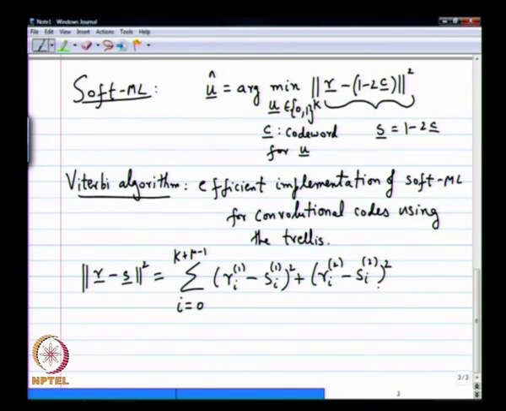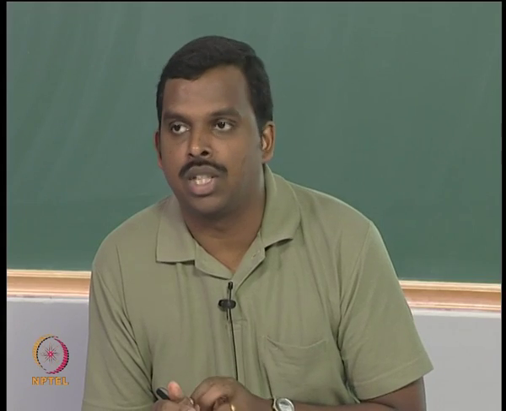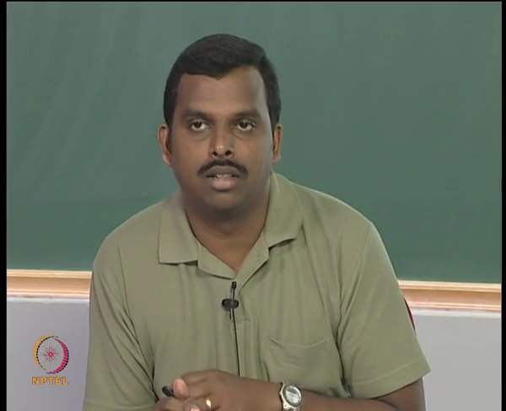The key idea is you can compute this using a summation, of course. The computation can be done sequentially, it is obvious, summation one after the other. It turns out you can also do the minimization sequentially. That is the trick in the Viterbi algorithm.